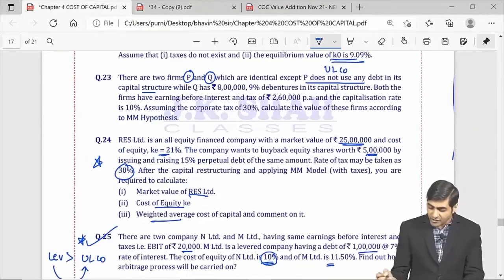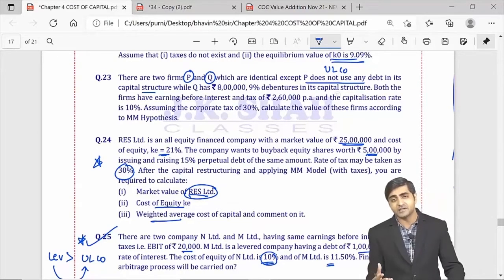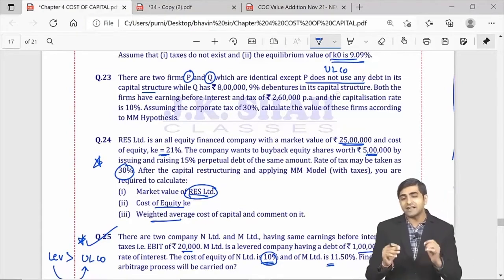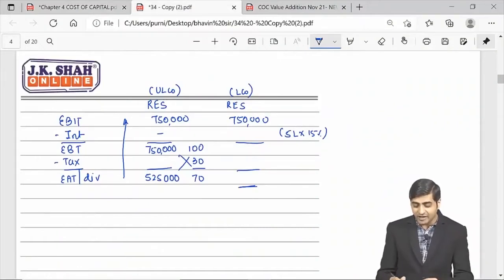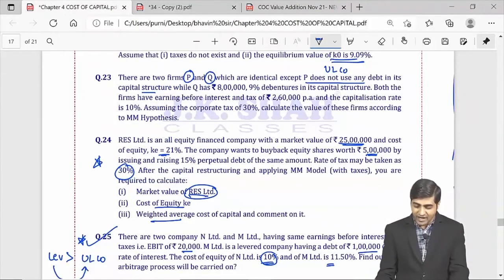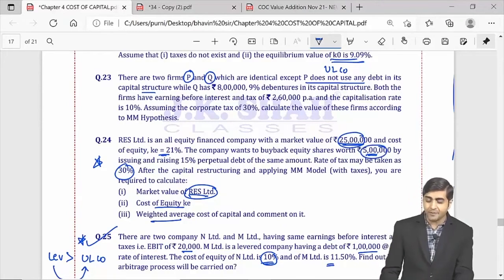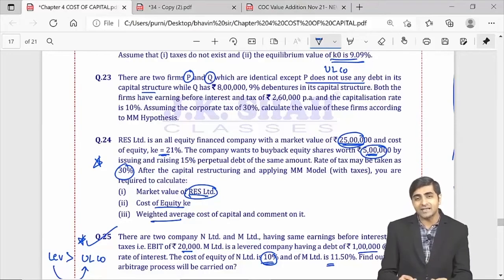Okay. Now what is required to be calculated? Number one, market value of RES Limited after the restructuring takes place. It means that after you have taken debt in the capital structure. Now in this situation, my dear students, we have to first know what is the market value of unlevered company, and to that we will add debt, multiply that by your tax rate. So in this particular case, we have debt. Okay. In the first case, market value of your unlevered company is nothing but 25 lakhs. Then you have debt in the capital structure, which is 5 lakhs, and you will multiply that by the tax rate. And that's how your market value of RES Limited after capital restructuring will be taken into consideration.